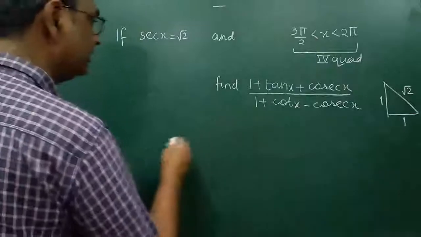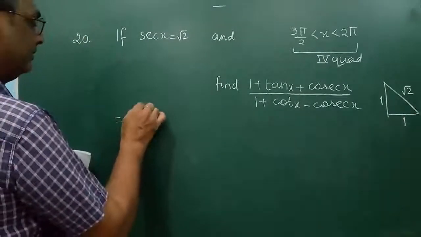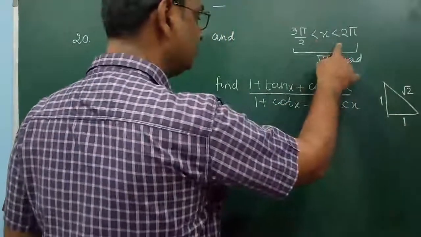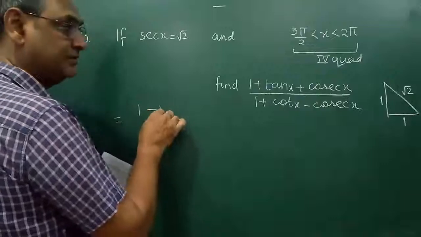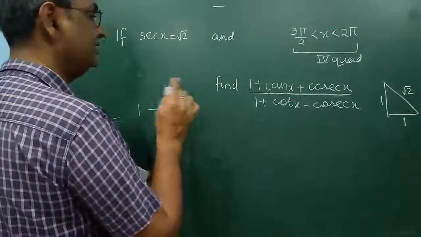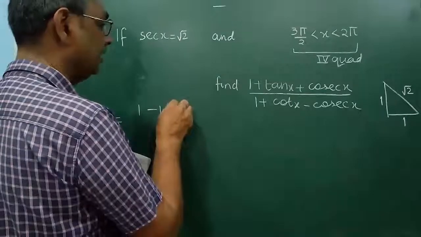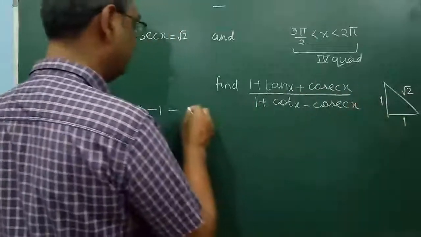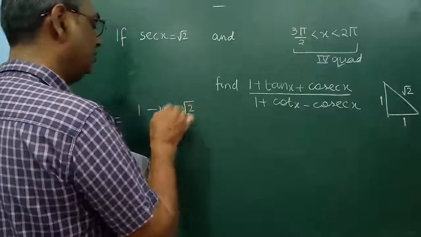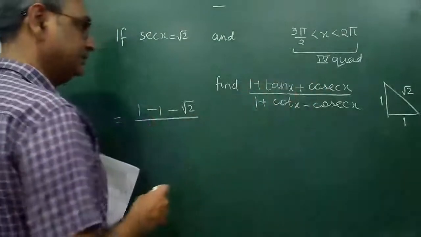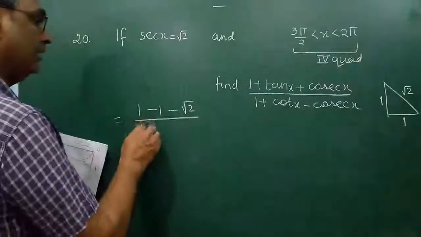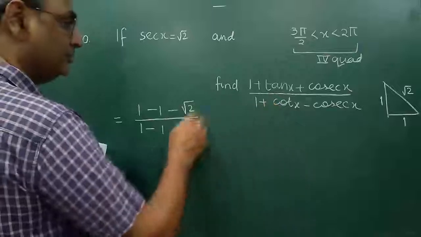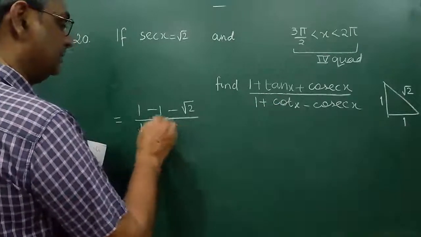Now we have to solve this. 1. What is the value of tan x? Tan x is 1 by 1, but here this is the fourth quadrant, so it will be minus 1, not plus 1. Why? Because in the fourth quadrant tan is negative. Plus this cosec x is hypotenuse upon perpendicular, means root 2, and that will be minus because this is in the fourth quadrant. So 1 plus cot x is again 1 minus. Why? Because fourth quadrant. A minus and minus will become plus.